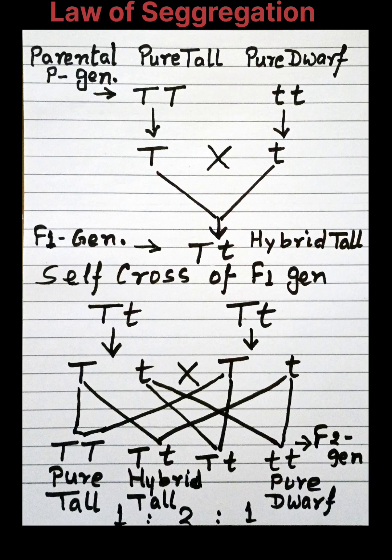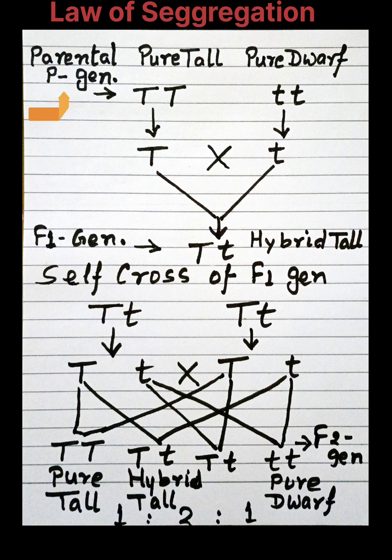Hello everybody. Today I am going to tell you about the law of inheritance, that is the second law of segregation. This law of segregation is taught in class 10th as well as class 12th. Here we are going to tell you how the segregation of alleles takes place to express the character which is hidden in the F1 generation during the crossing.